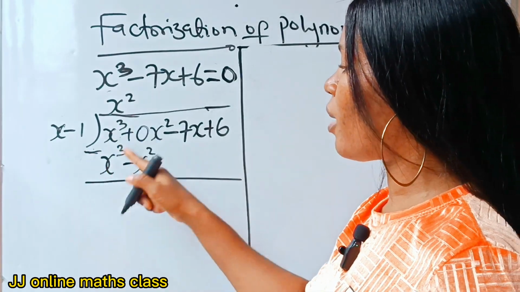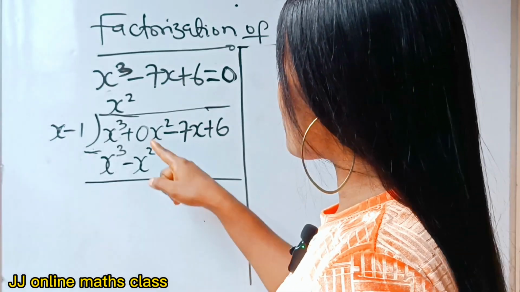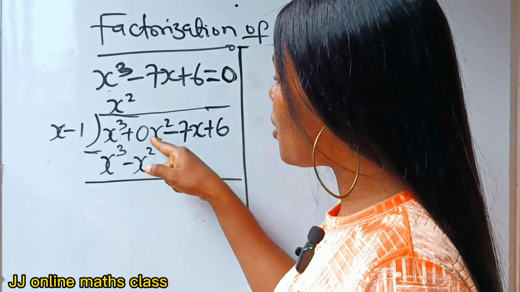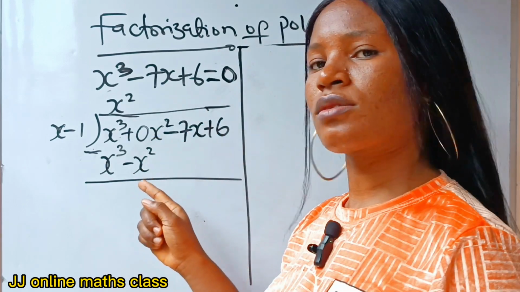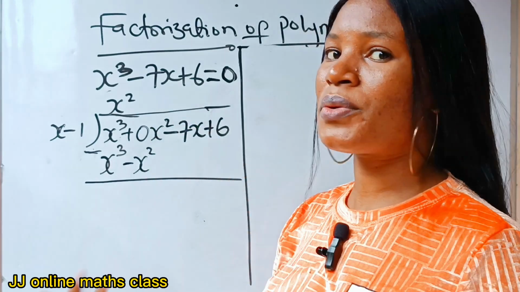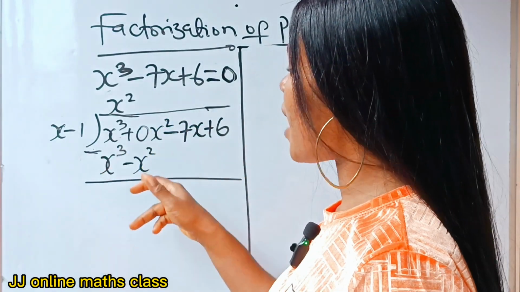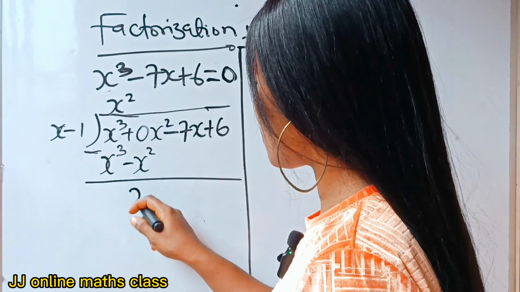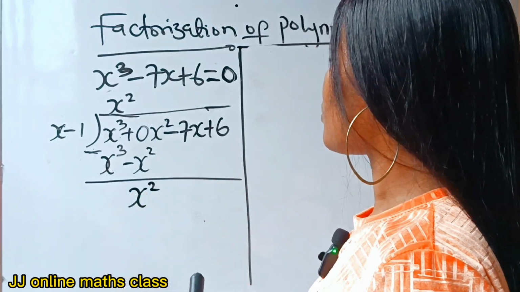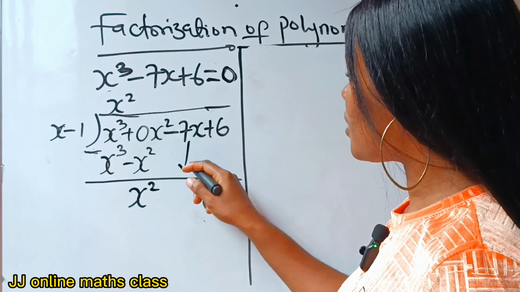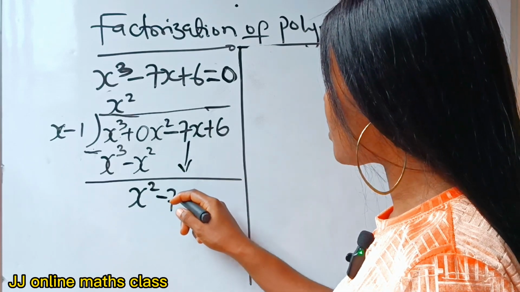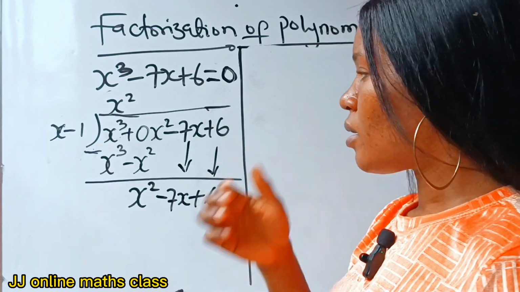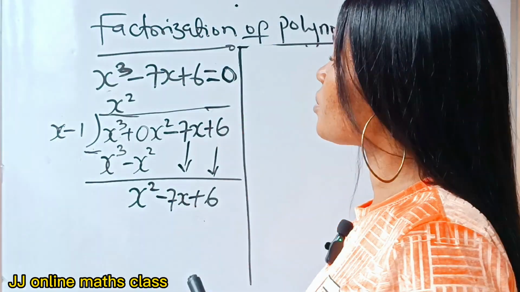X to the power of 3 minus x to the power of 3 is 0. Now 0x squared minus x squared is the same thing as 0 plus x squared, right? Because 0x squared is 0. So 0 minus x squared will give us what? It will give us x squared. So we have x squared here. All right, we are going to bring this down, which is minus 7x. And we are going to bring this down, which is plus 6. We go ahead and solve.